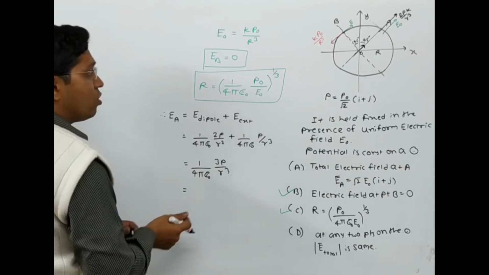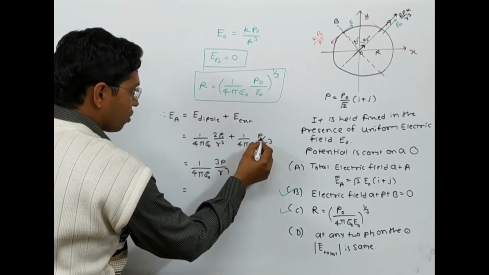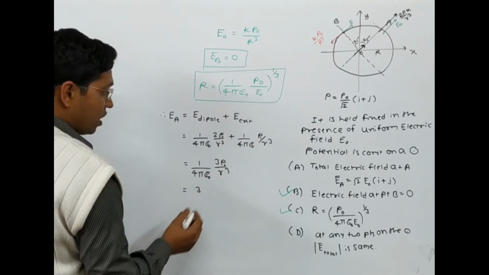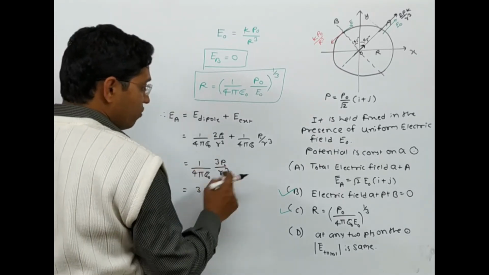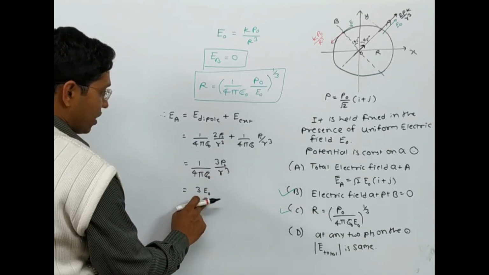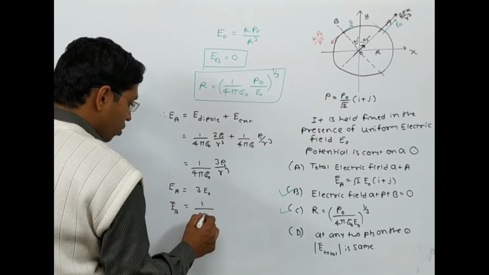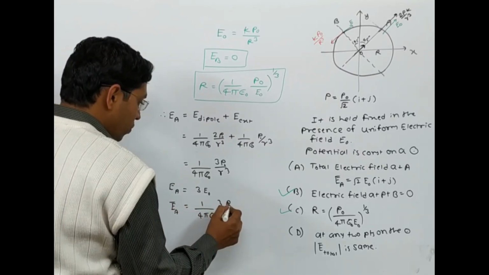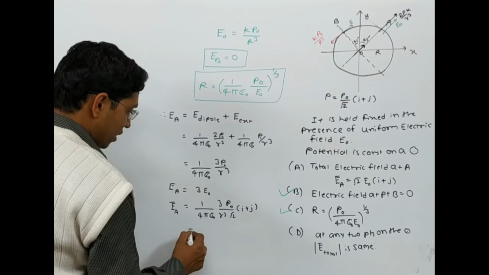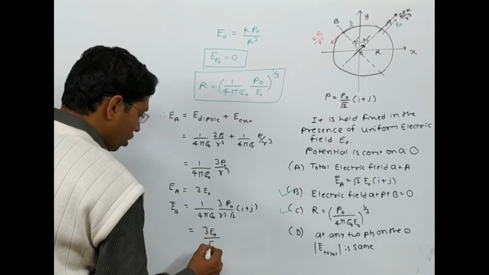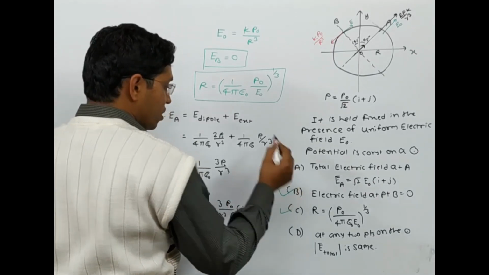Now, E naught is 1 upon 4 pi epsilon 0 times p naught by r cube. So this is all about the p naught by r cube, which means it is turning out to be 3 E naught. Now, how much is that p naught in vector form? Well, this is the magnitude, so if I want to write E at A in vector form, then E A bar will turn out to be 1 upon 4 pi epsilon 0 times 3 p naught by root 2, over r cube, (i plus j), and hence I'll get this as 3 E naught by root 2 in the bracket (i plus j). So this is the field at A, so definitely this is not the correct answer.